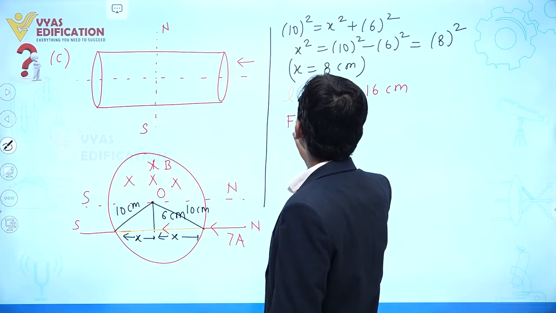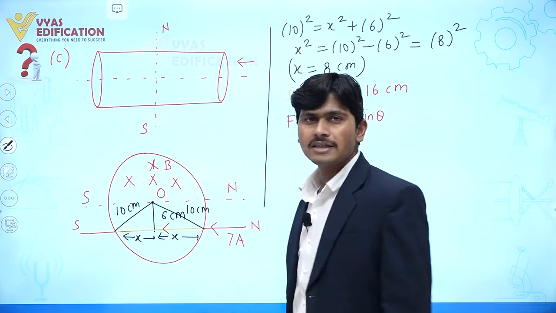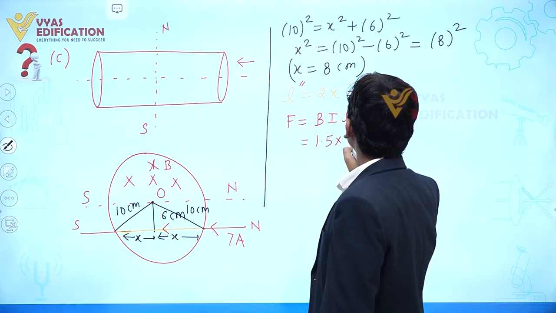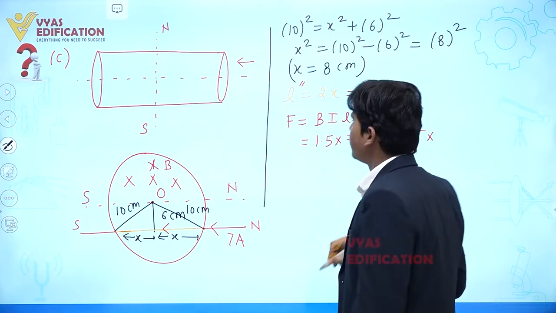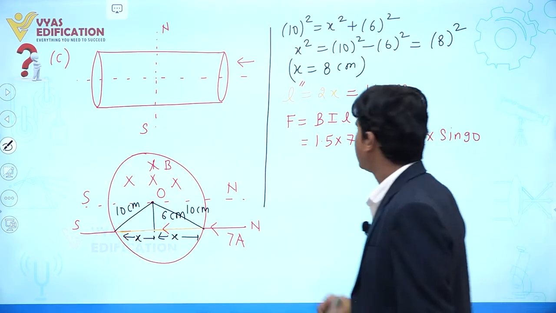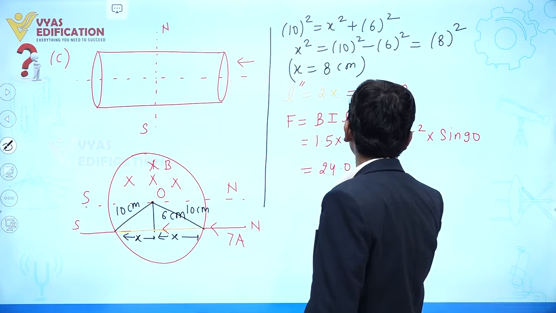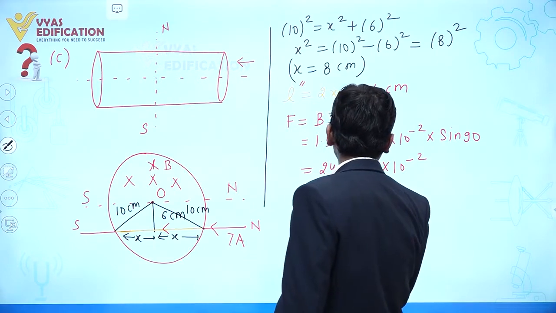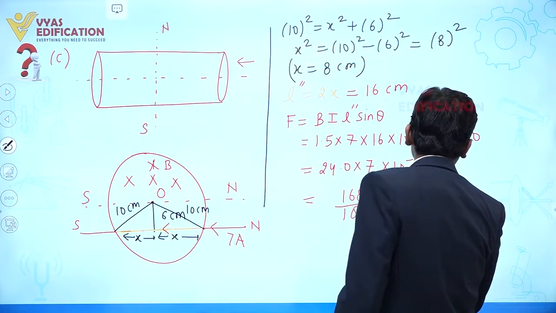So the force acting is given by BIL sine theta. Let's suppose I am taking this L double dash. So the value of B we have is 1.5 Tesla. This is 7. What is the value of L double dash? 16 centimeters, so 16 into 10 to the power minus 2, and it is perpendicular, so this is equal to sine 90. So this is equal to 1.5 multiplied by 7 into 16 into 10 to the power minus 2. So 1.5 times 7 is 10.5, multiplied by 16 gives 168, and it is divided by 100. So we are getting the answer 1.68 Newton.